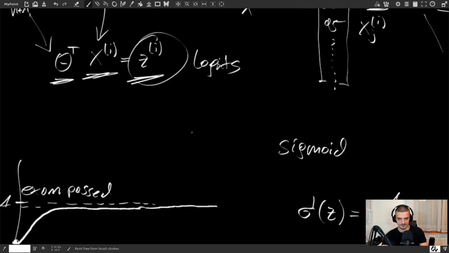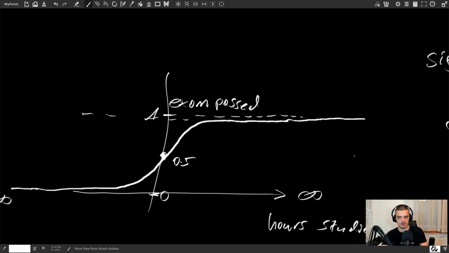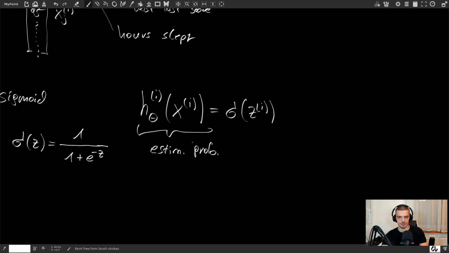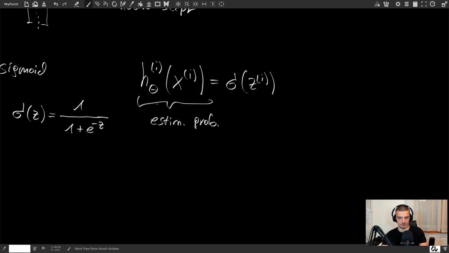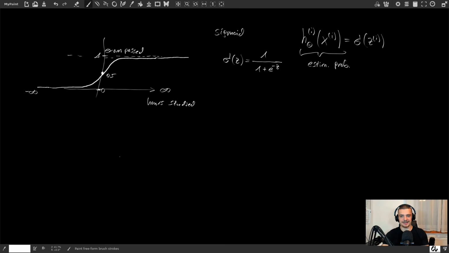We take that, because that can be any number, and feed it through the sigmoid function to get a value between 0 and 1, which is our probability, and this gives us our h of x, given the parameters theta. Now, the problem is, since we want to train this, since we want to find the optimal parameters, we need to have something that we can optimize on.